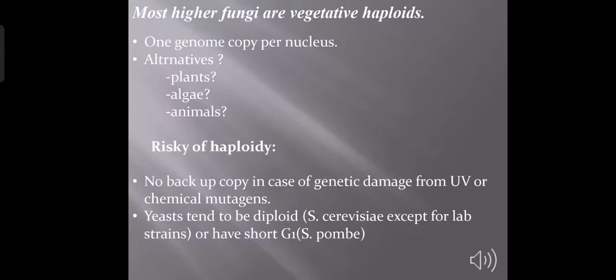Most higher fungi are vegetative haploids, with one genome copy per nucleus. In other plants, algae and animals, being haploid is risky. There is no backup copy in case of genetic damage from UV or chemical mutagens, so they tend to be diploid or have a short haploid phase.